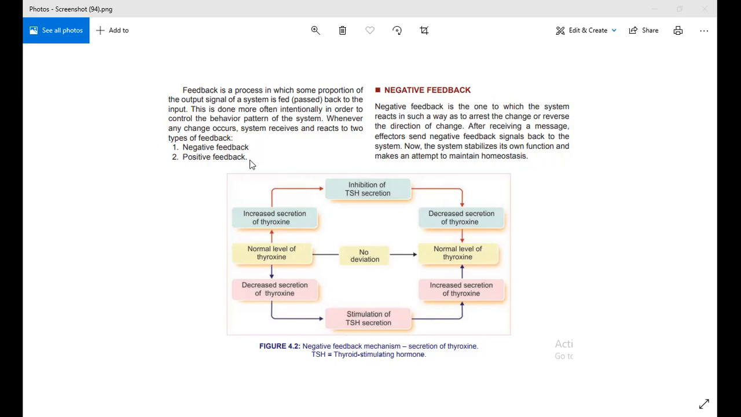But in a positive feedback, I'm going to share my screen again to show you a positive feedback. In a positive feedback, we do not have a negative effect. We have a positive effect. Let me try to show you an example of a positive feedback.